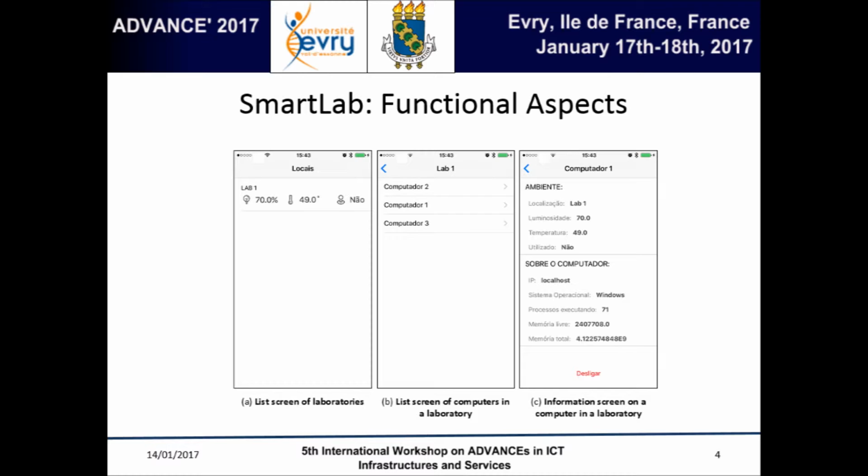In this screen, it is possible to see the captured data of the environment, such as the luminosity, temperature, and if it is being used. That is, some person presence was detected in the laboratory. It also shows data related to the computer, such as operating system, number of processes, and free main memory. Finally, a button appears that forces the computer to shut down.